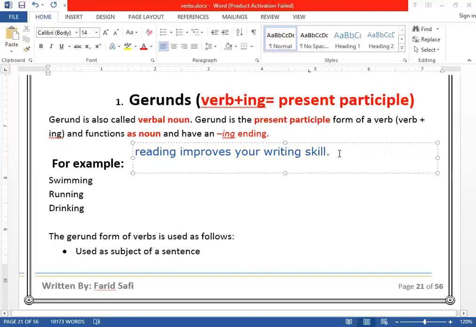Like we have, smoking is injurious to health. Which one is the verb here?